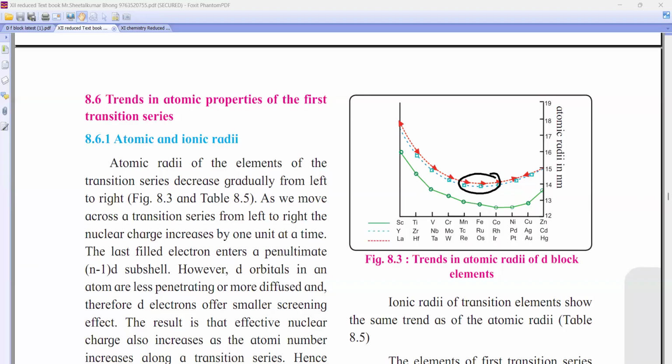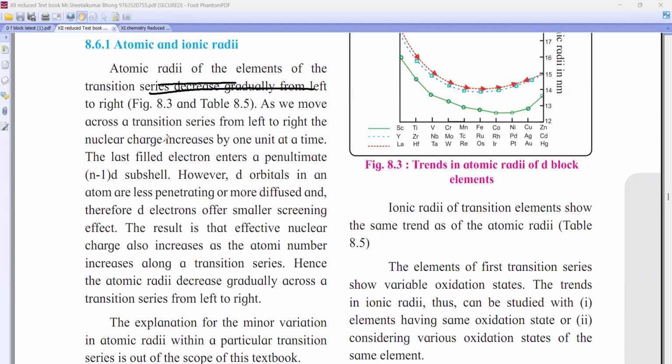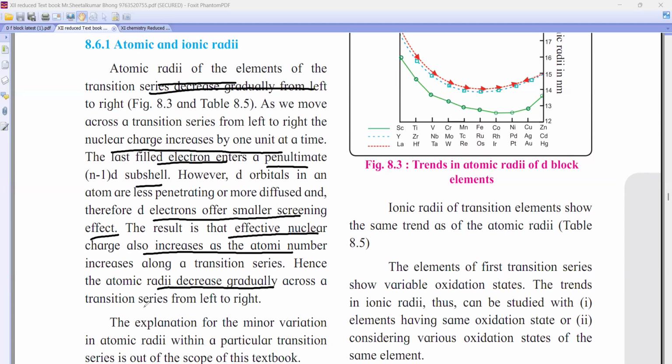Now how to write the answer? Write a note on atomic size. So what will you write? Okay, atomic radii in transition elements decrease from left to right. Nuclear charge also increases, but the last electron enters which shell? Penultimate. Okay, and therefore what happens? The d electrons offer what? Screening effect. Therefore, overall effective nuclear charge increases. Hence, the atomic radii decrease gradually. Clear? Okay, right?